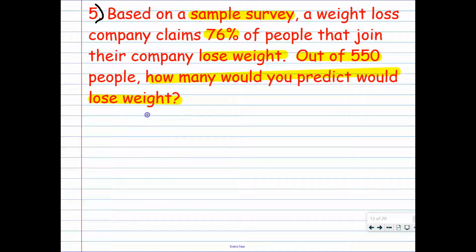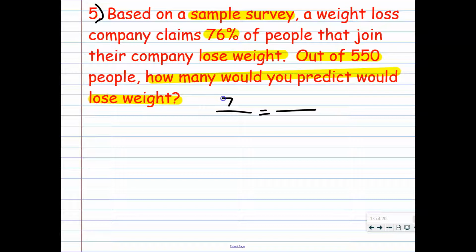It says, based on a sample survey, a weight loss company claims 76% of the people that join their company, like Weight Watchers or something, lose weight. Out of 550 people, how many would you predict would lose weight? So again, let's set up our proportion. And the sample is 76% of people.